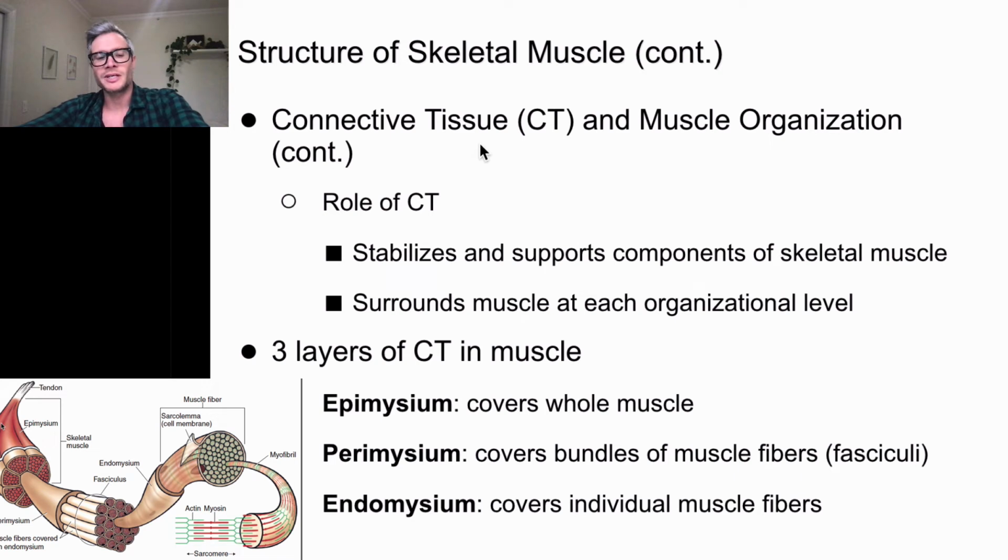Connective tissue and muscle organization. So the role of connective tissue, I think I didn't mention fully yet, but part of it is to stabilize and support different components of skeletal muscle, and the other is to surround each level or bundle of skeletal muscle at different levels. And part of that helps just compartmentalize the signals in one component of the muscle and keep it separate from another part of the muscle.